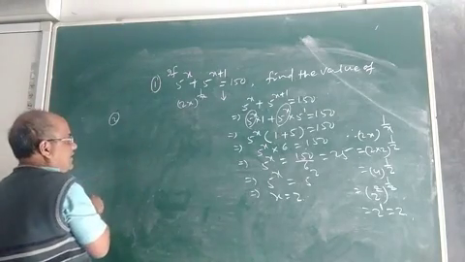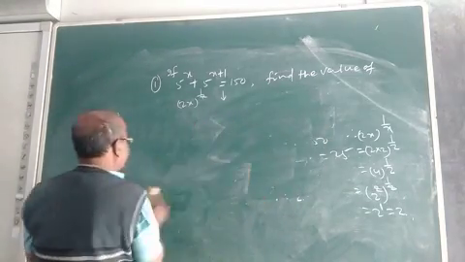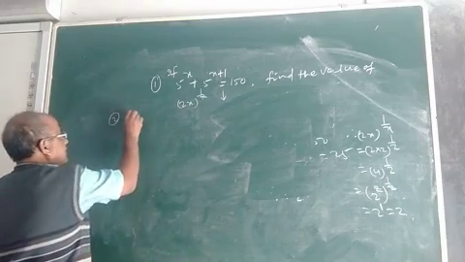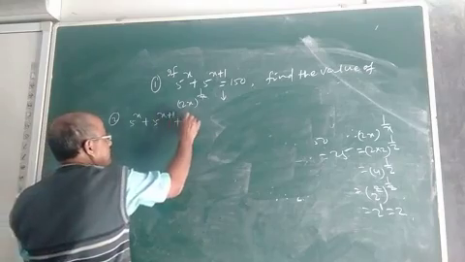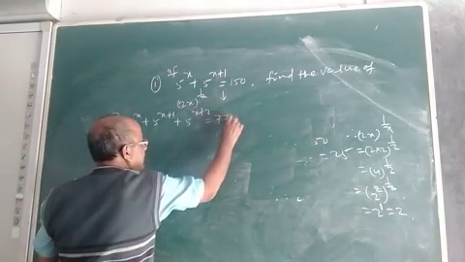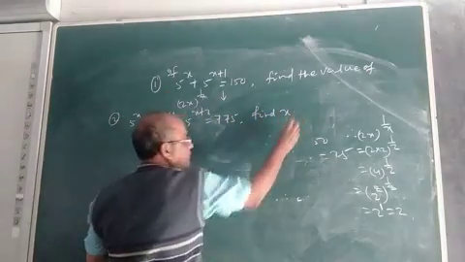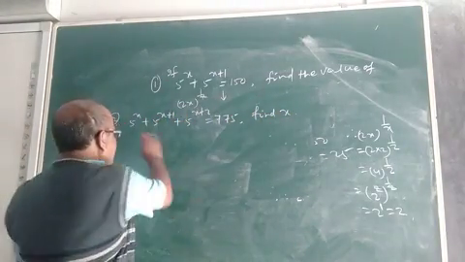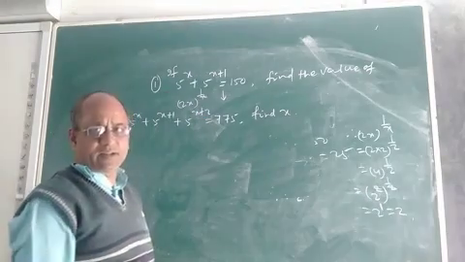Suppose you are given a question like this: 5 to the power x plus 5 to the power x plus 1 plus 5 to the power x plus 2 equal to 775. What is the value of x? Find the value of x if this is the given exponential equation. So how to do it? We will proceed in a similar manner.